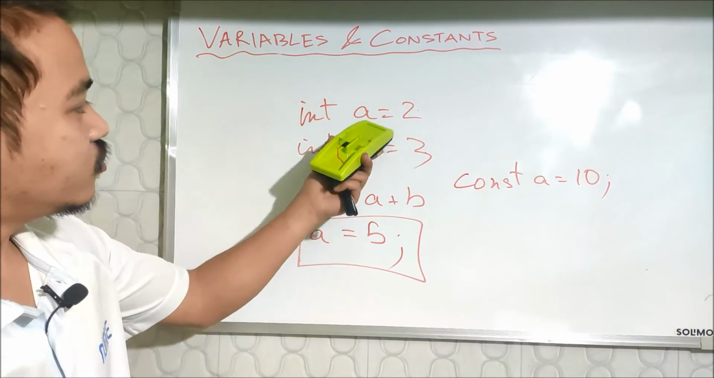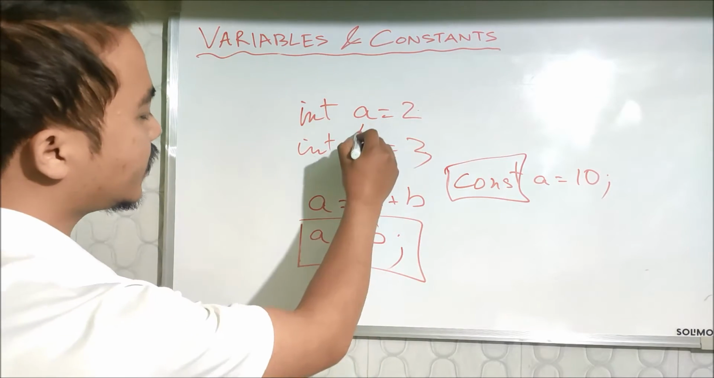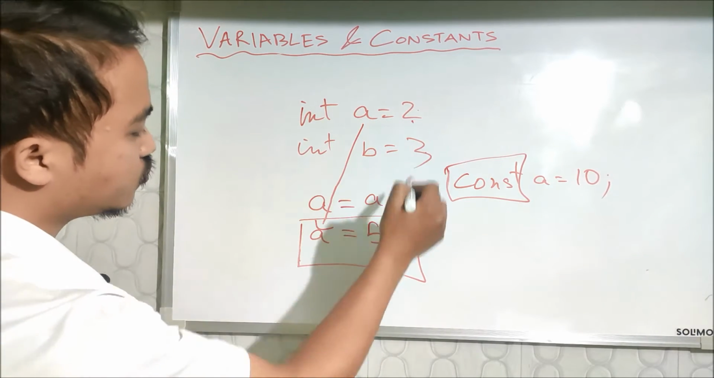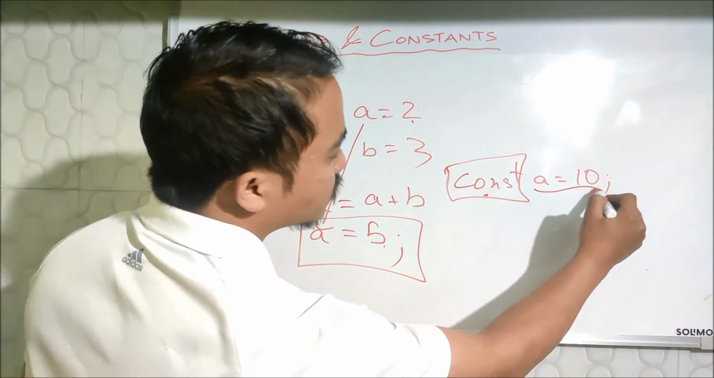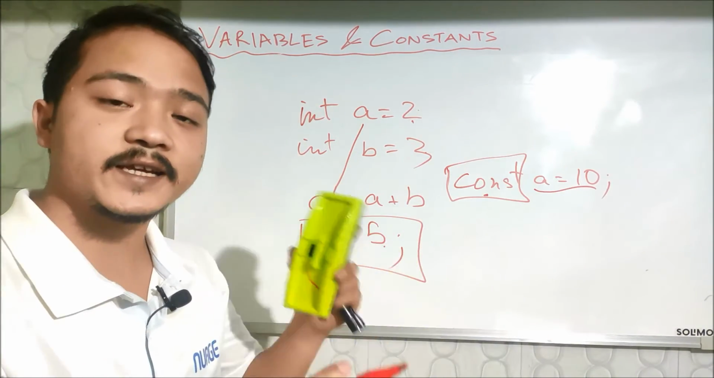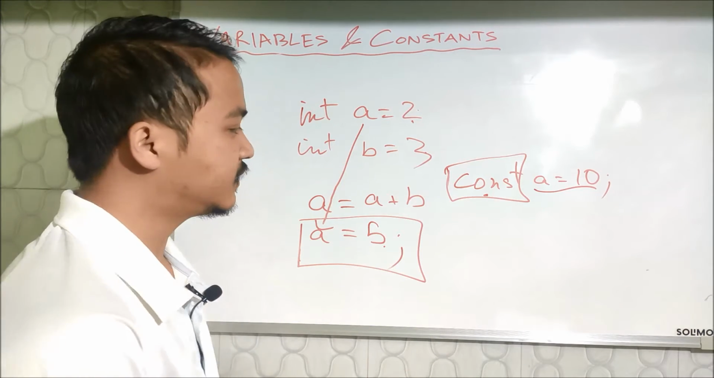This one, a, you are not declaring const, you are not declaring a constant, so a can be changed from 2 to 5. But a constant, once you declare it, a is equal to 10, it cannot change anywhere in the program. Alright.